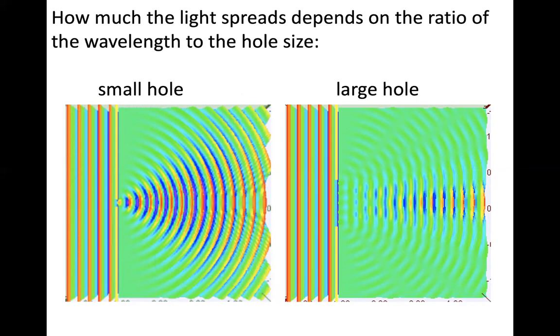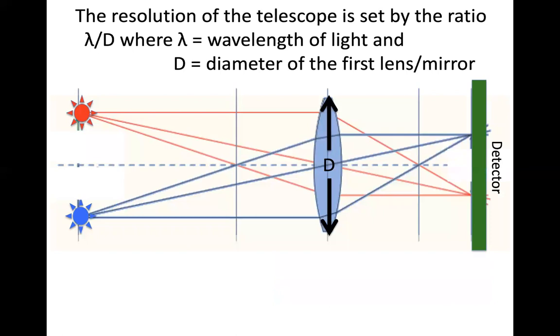The actual degree to which the light spreads is set by the ratio of the wavelength of the light to the size of the hole, the diameter. This means that there is a fundamental limit to whether you can distinguish the light from red versus blue, which is set by the ratio of the wavelength of the light to the diameter of the thing the light is passing through, which is basically the first lens or the first mirror of the telescope.